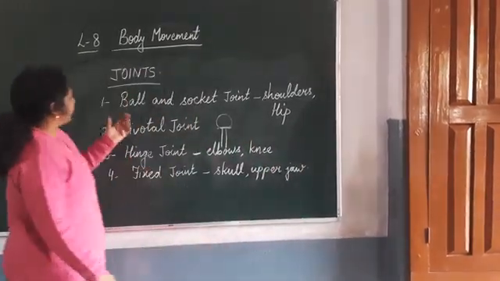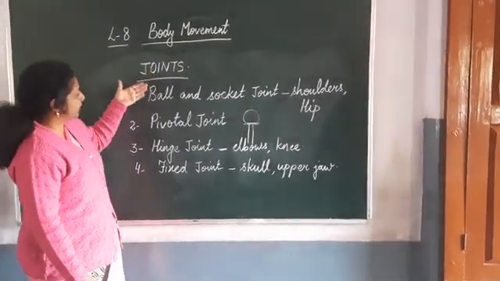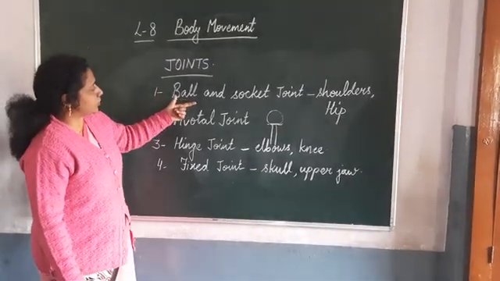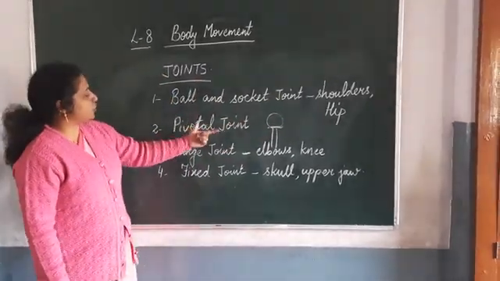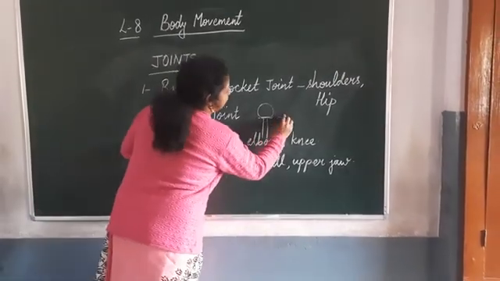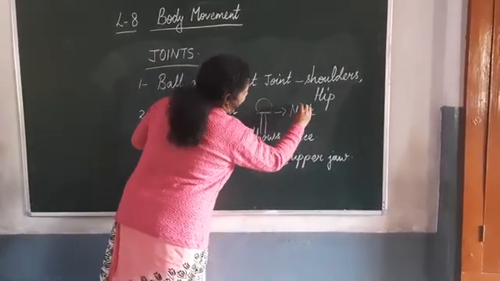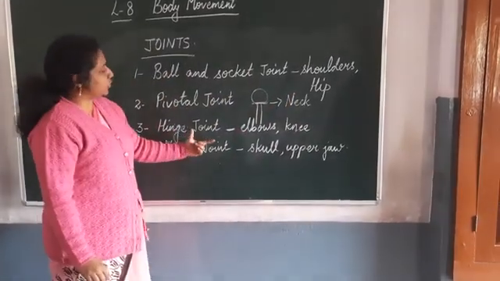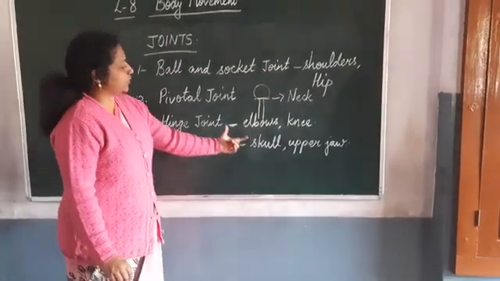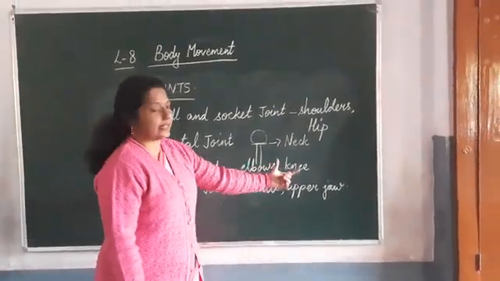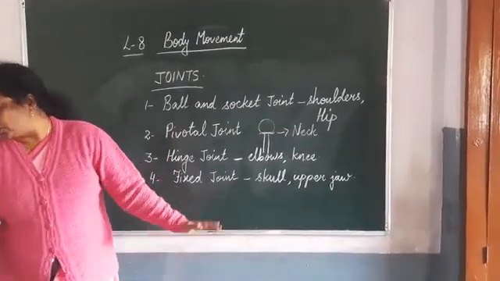Okay children, so I hope that the joints are clear to all of you. The four types of joints: the ball and socket joint, which is present in the shoulders and the hip; the pivotal joint, which is present in our neck; then the hinge joint, that is present on our elbows and knee; and the fixed joint, which is present in our skull and the upper jaw. So these are the four kinds of joints.